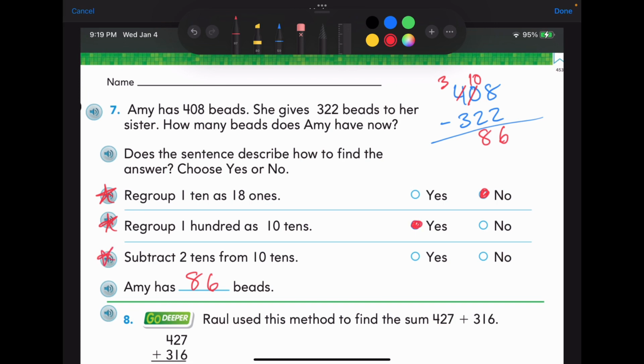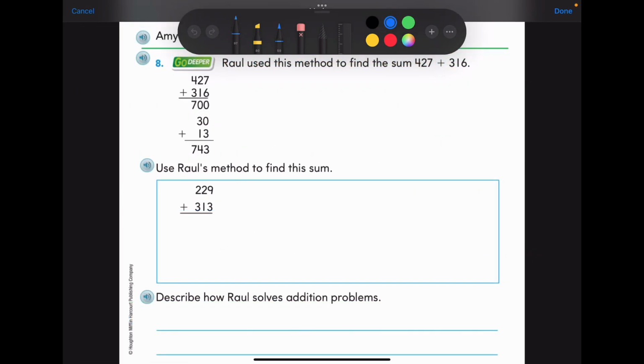And then the last one, it says subtract 2 tens from 10 tens. And yes, and I'm going to show you in green where I see that. I took 2 tens from 10 tens, which is why I'm saying yes there. Number 8 says, Rawl used this method to find the sum 427 plus 316.